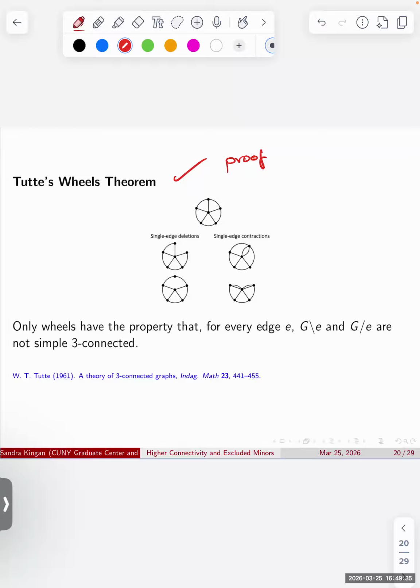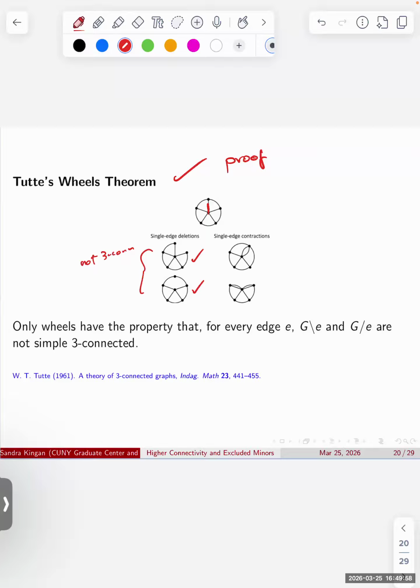So these are the single element deletions of a wheel. You can delete a rim element, and then you get this graph here. Or you can delete a spoke element, and then you get this graph here. Neither of them are 3-connected, right? These are not 3-connected.